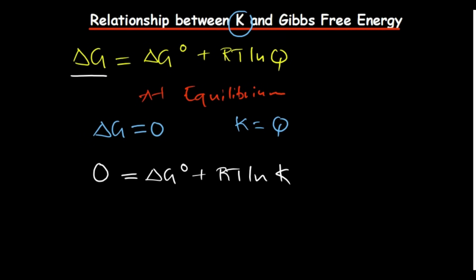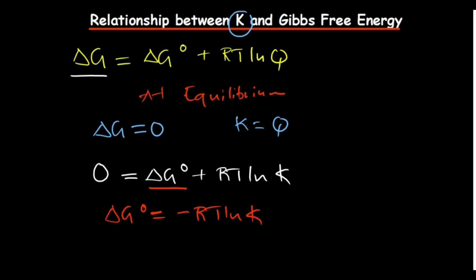So we can make the standard Gibbs free energy the subject of the formula. So this part can go the other side, and our standard Gibbs free energy becomes negative RT natural log of K. I don't think there is any issue with what I've done. I took this to the other side and then I just exchanged them.